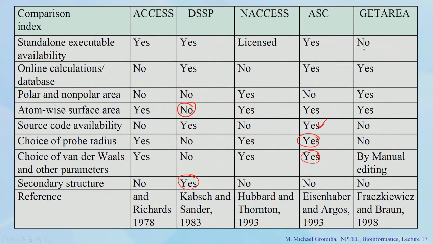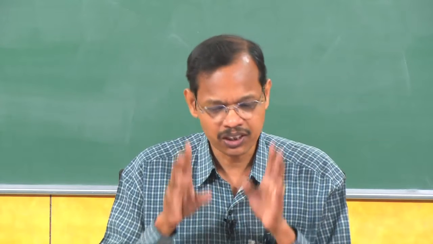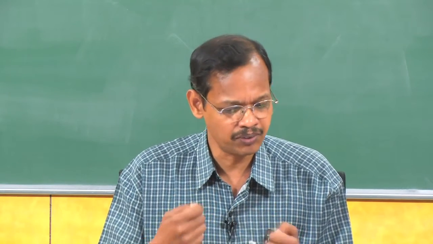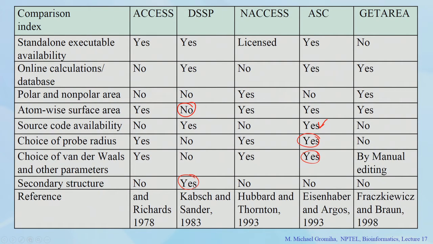In GETAREA, a standalone version is not available, but you can use it online. If you give the PDB, you can get all the data: it gives the polar and nonpolar area and atom-wise surface area, and by manual editing you can change the van der Waals radius and other parameters. So, in some programs you cannot change anything; in some cases you can only get the standalone, in some only the online version, and in some you can change the default parameters. DSSP provides both secondary structure as well as solvent accessibility. Okay, these are the references.